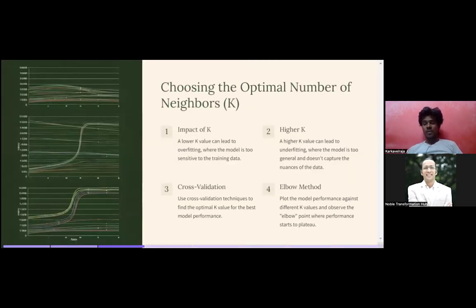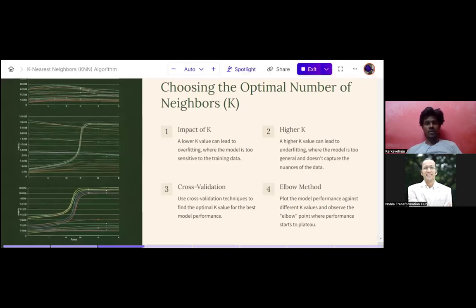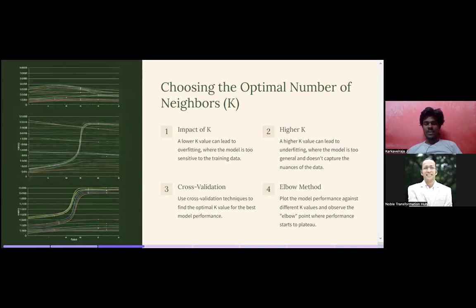Okay, choosing optimal k value. I hope you guys will be having this doubt, because we are saying k, so how to find the k. Let's see. First is impact of k. A lower k value can lead to overfitting, where the model is too sensitive to train data. If you select a very low k value, that is 1 or 2, then it becomes overfitting, because the model starts to memorize the things. That's the reason the model gets overfitting.